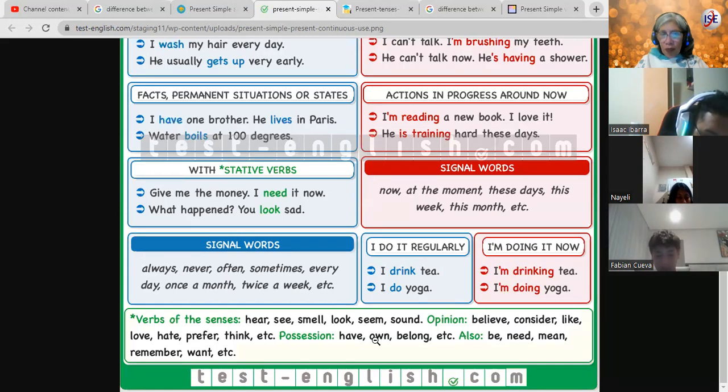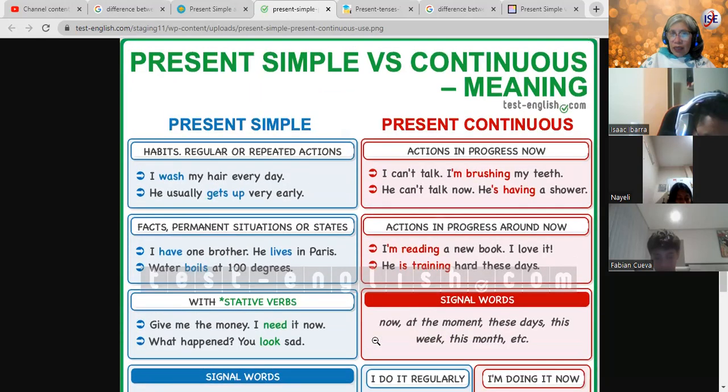¿Ok? Cuando hablamos de posesión y relación con personas, ¿verdad? Nunca usamos el ing. I have a brother and a sister. ¿Ok? Y eso no va a cambiar. Aunque se muera uno de ellos, eso no va a cambiar. Yo voy a seguir teniendo un hermano y una hermana, si uno esté muerto. ¿Ok? Entonces, mucho cuidado con los stative verbs because you cannot use ing with those verbs. And we have the signal words. Always, never, often, sometimes, every day, once a month, twice a week, etc.